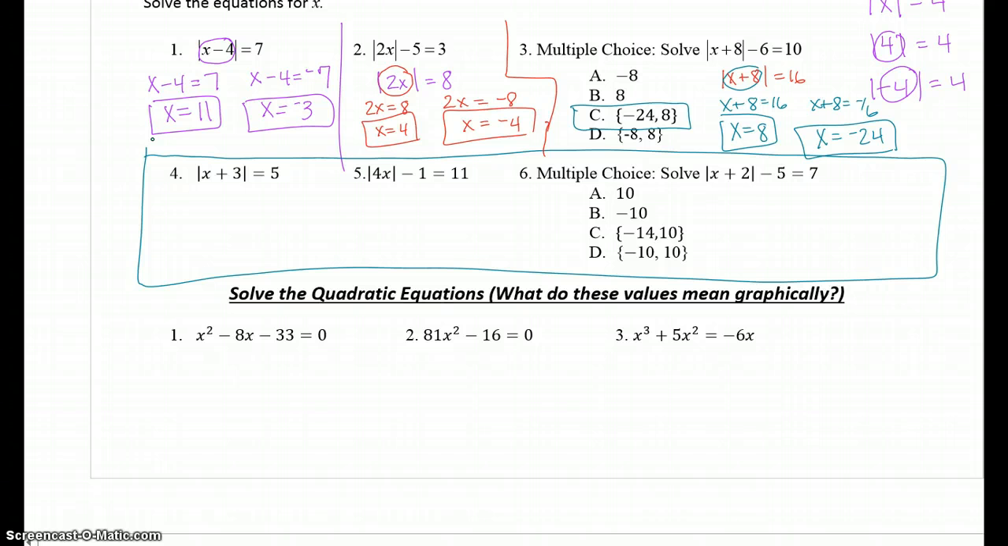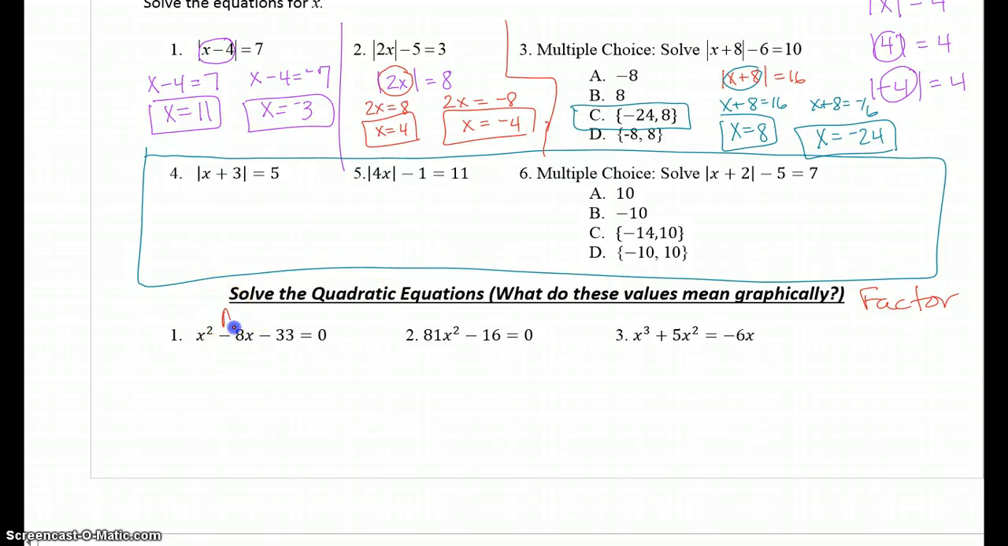Okay, I would like you to pause the video and try problems 4, 5, and 6. Okay, let's move on to quadratics. Remember, you want to factor for these. And in order to factor and solve, you need it set equal to 0. So number 1 is set equal to 0.